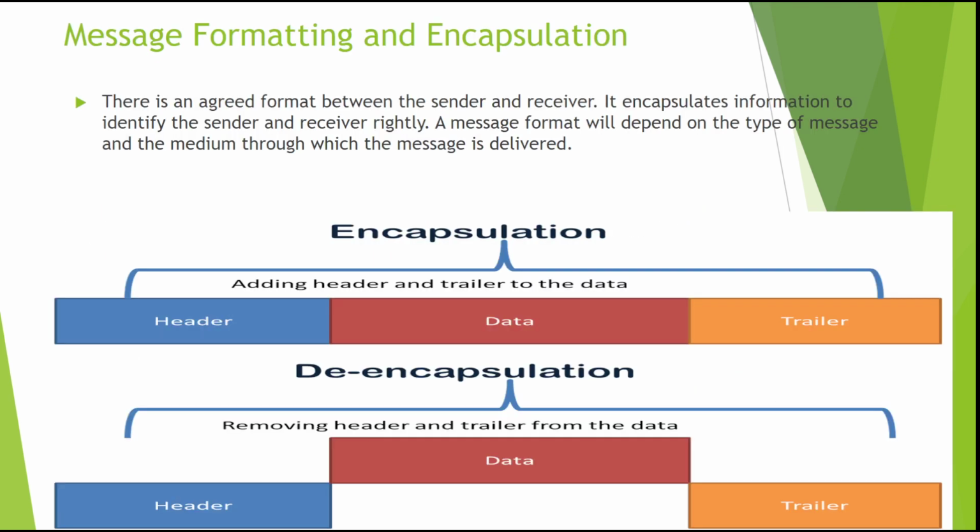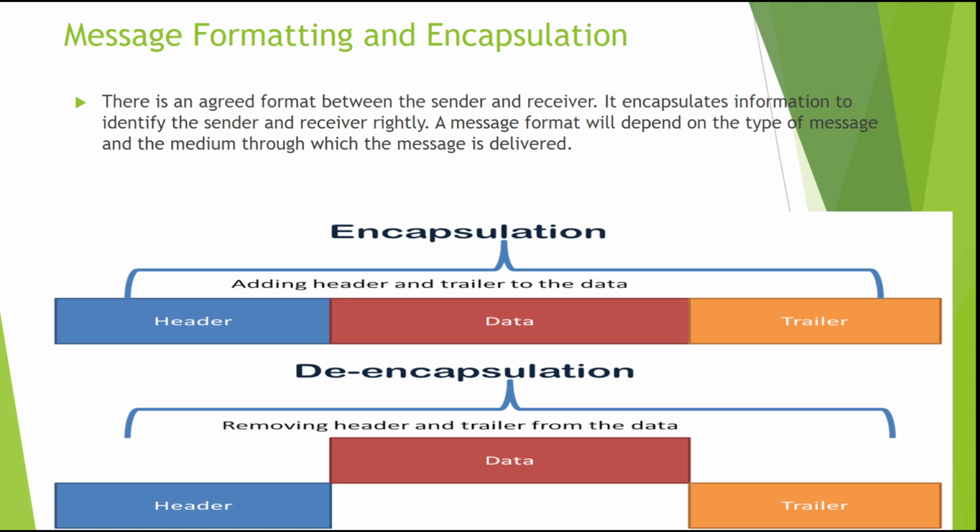We come to the message formatting and encapsulation. So there is an agreed format between the sender and the receiver. For example, we talked of a parcel that is wrapped so that it is understood from the first and the end, only these two. So it encapsulates information to identify the sender and receiver rightly. So it has information of the sender and the receiver. A message format will depend on the type of message and the medium through which the message can be delivered. So that is about encapsulation.